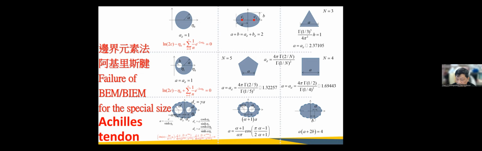So it is very terrible that I can design a very special size of crack or rigid inclusion and ask you to solve it by integral equation. The unreasonable result may appear. This is the main point that I will show to you.